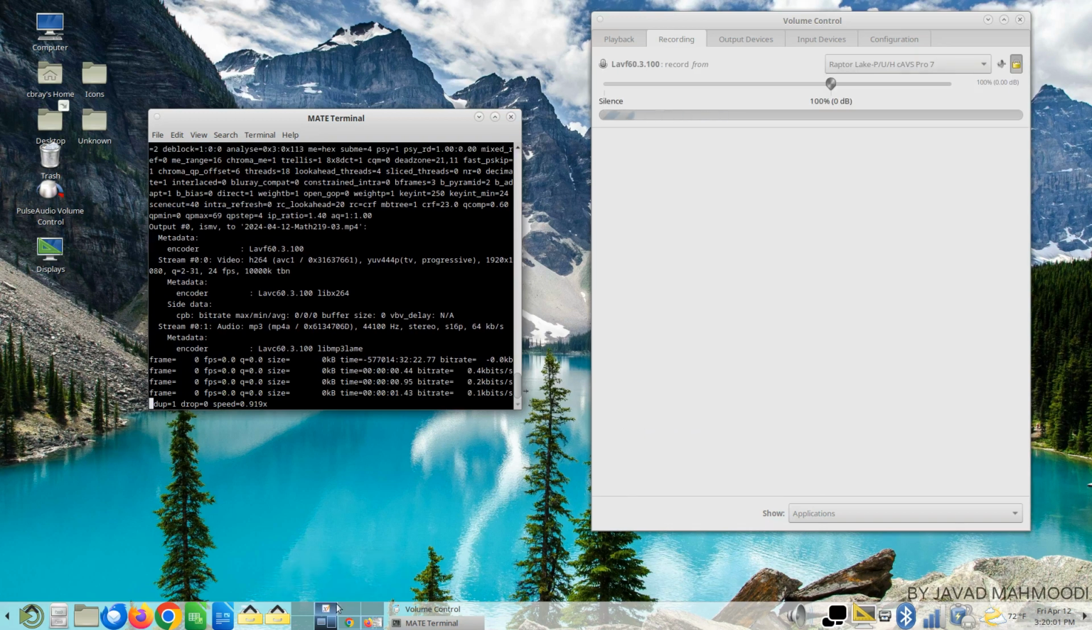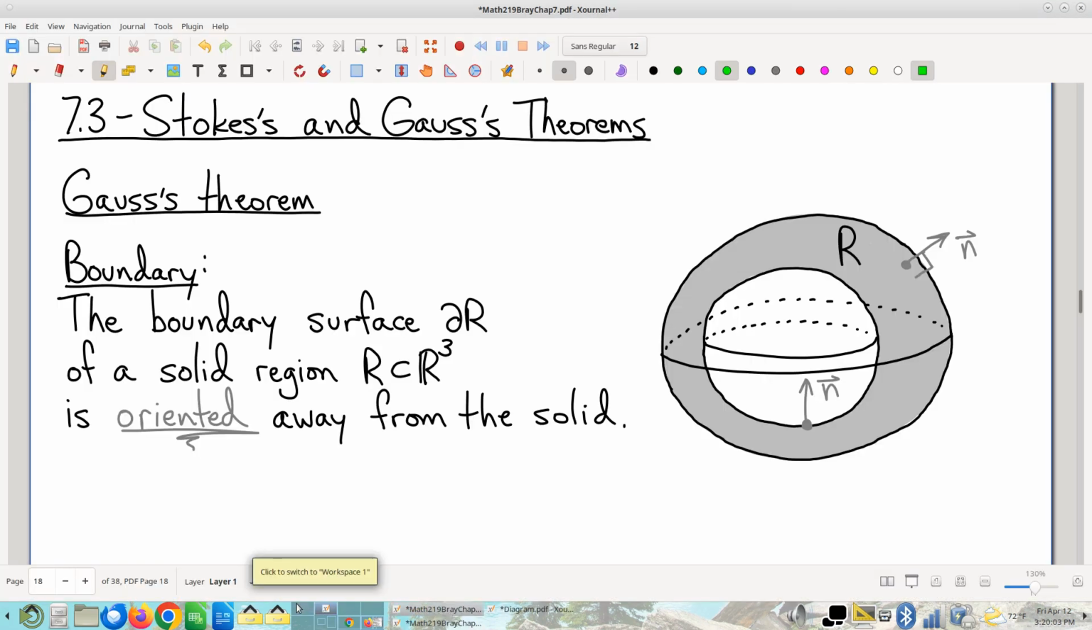Okay, off we go. So here's where we left off last time. We were talking about, well, I guess, come to think of it, we hadn't really quite started with 7.3. So anyway, first a broad overview.